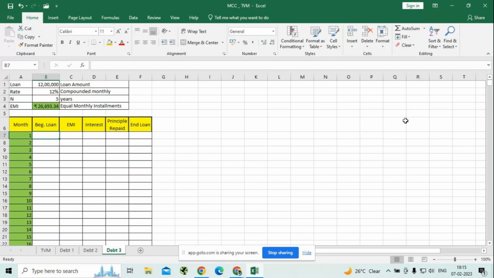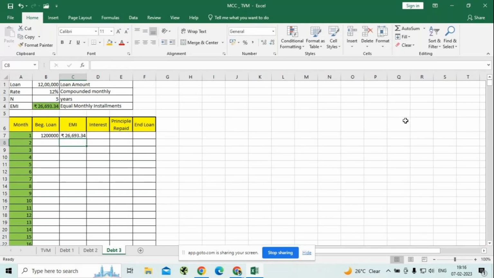The beginning loan is 12 lakhs, sir. 12 lakhs. EMI is 26,693.34. Okay. So what we can do is equals to, so this we have to select it and we have to freeze it. F4. Good. Next month.